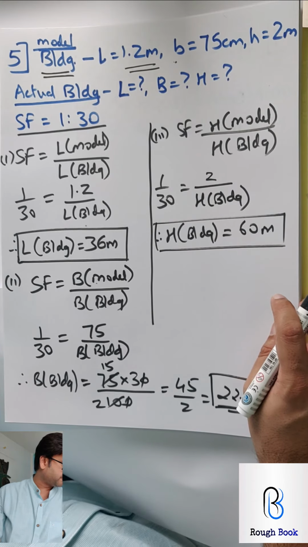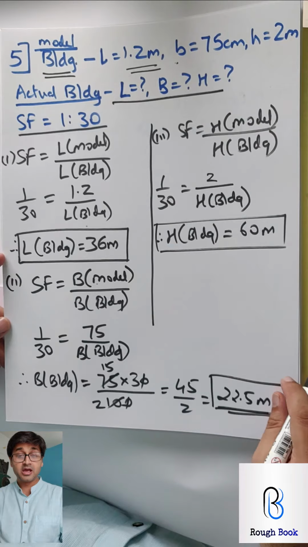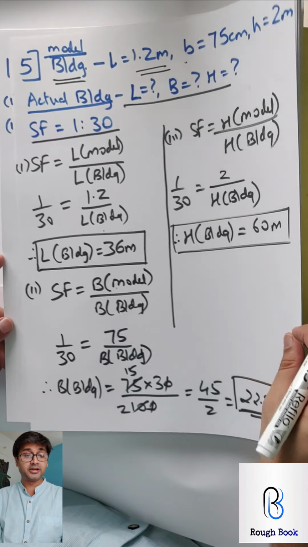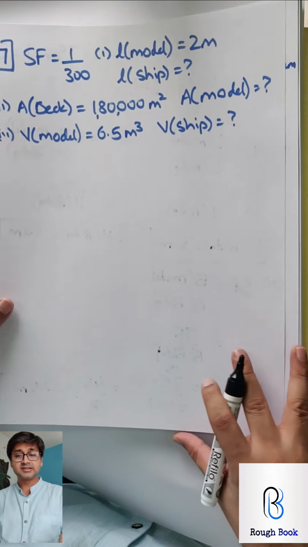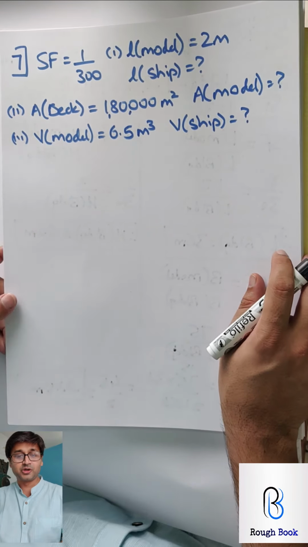Was that the only thing to be found? Yes. Actual dimensions of the building, that is length, breadth and height. How many got this on their own? Great job. If you're getting it, I'm impressed. 7th. 6th one I'm not doing purposely. You must try something on your own, isn't it?